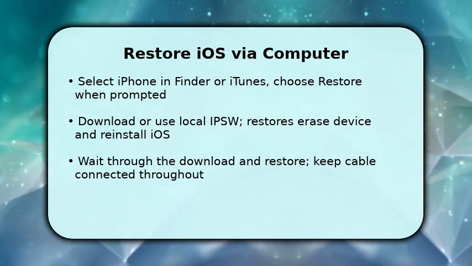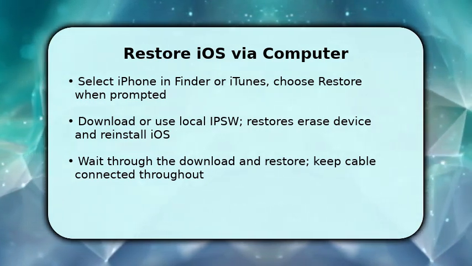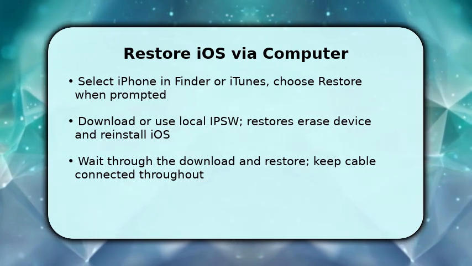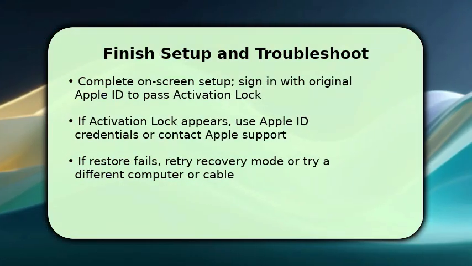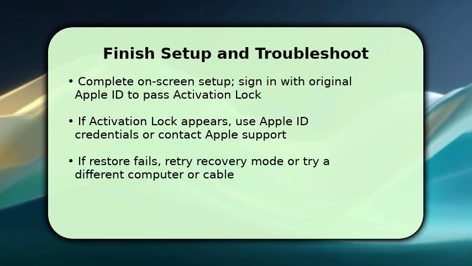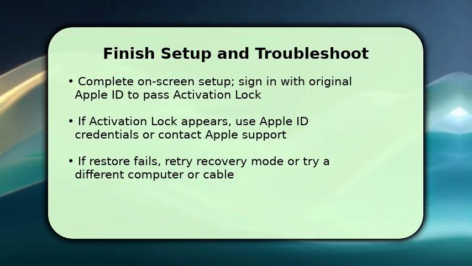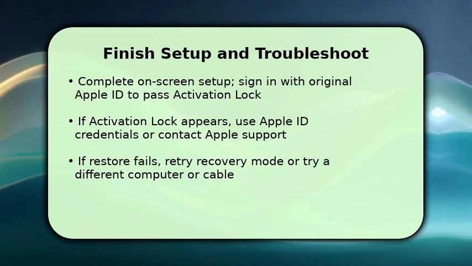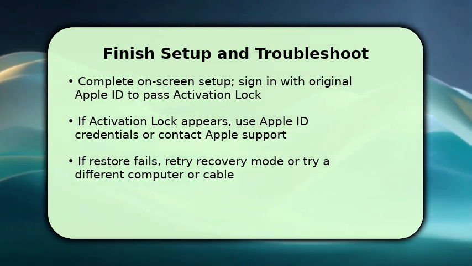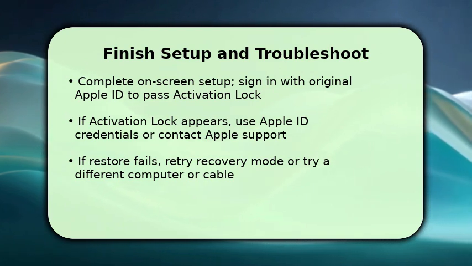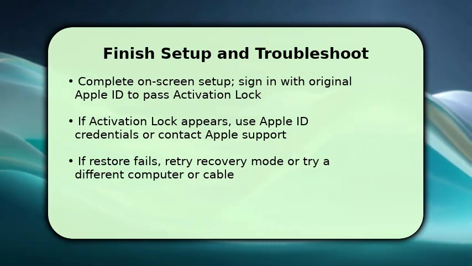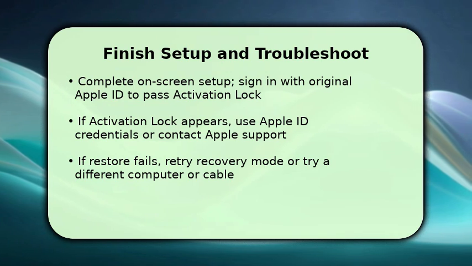After restore finishes, the device restarts to the Setup Assistant. Finish the Setup Assistant on the iPhone X. You will be asked to sign in with the Apple ID tied to the device to clear activation lock. If you know the credentials, enter them and continue. This is why checking Find My iPhone earlier matters. If activation lock prevents setup, gather proof of purchase and contact Apple support for assistance.